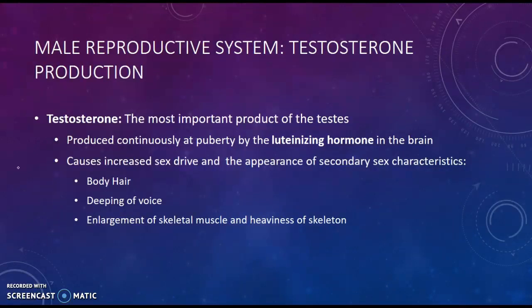Testosterone. We've talked about testosterone before in the endocrine system, but it's one of the most important products of the testes, and it's stimulated by luteinizing hormone from the brain. It causes the secondary sex characteristics to occur during puberty. This is why we get body hair, why male voices deepen, and why we see a growth spurt and more skeletal muscle development when males go through puberty.